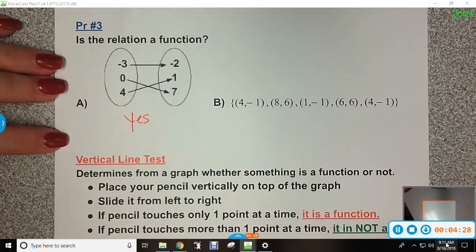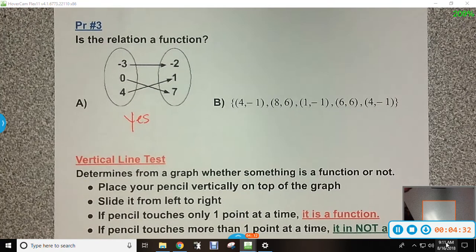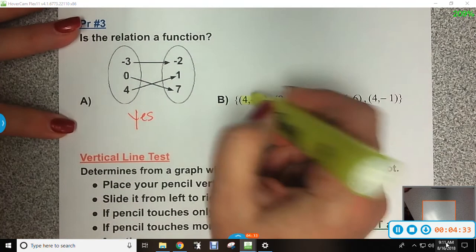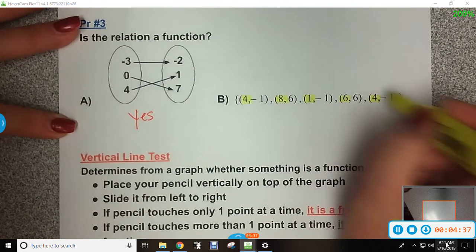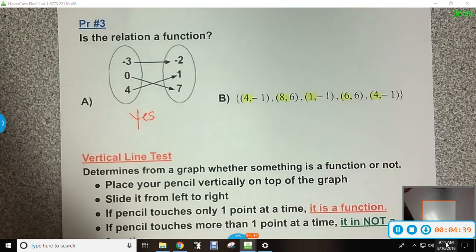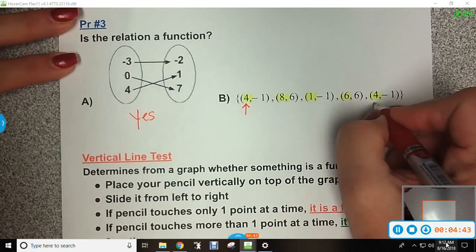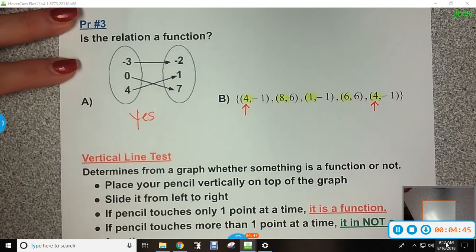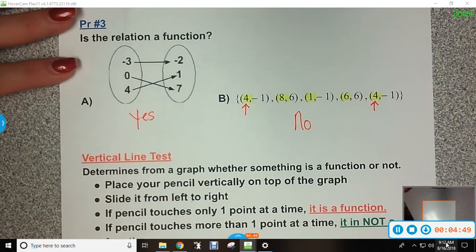Now for part B, because they've given me a list of ordered pairs, I've got to make sure I'm looking at the x values. So I'm going to highlight those, and you can see right here and here that I have an x value that repeats. So no, this is not a function.